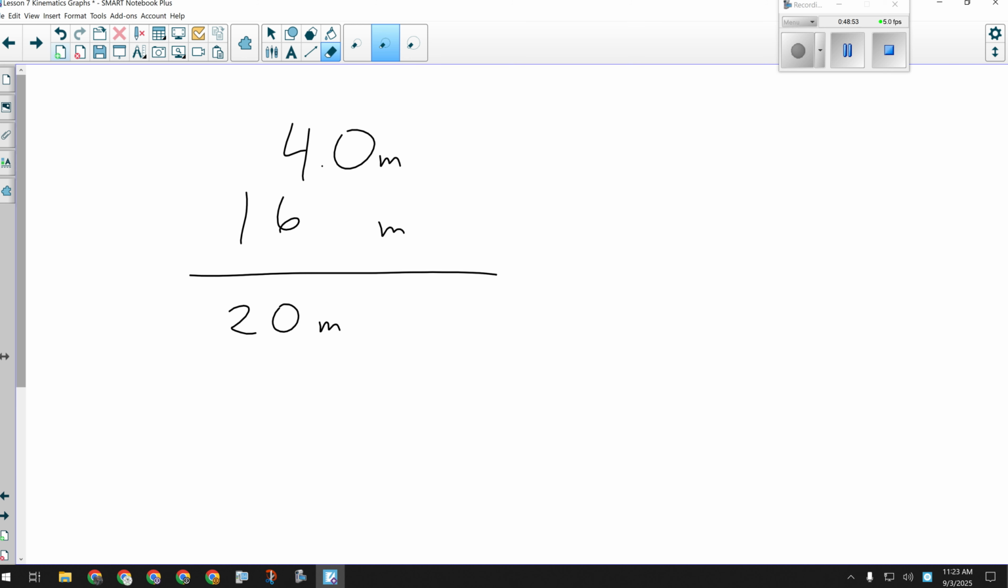So, rules for adding and subtracting. Look at your decimal places. You can never be more accurate than your least accurate number. That's my least accurate number. I can't have any decimal places here. Same with subtraction.